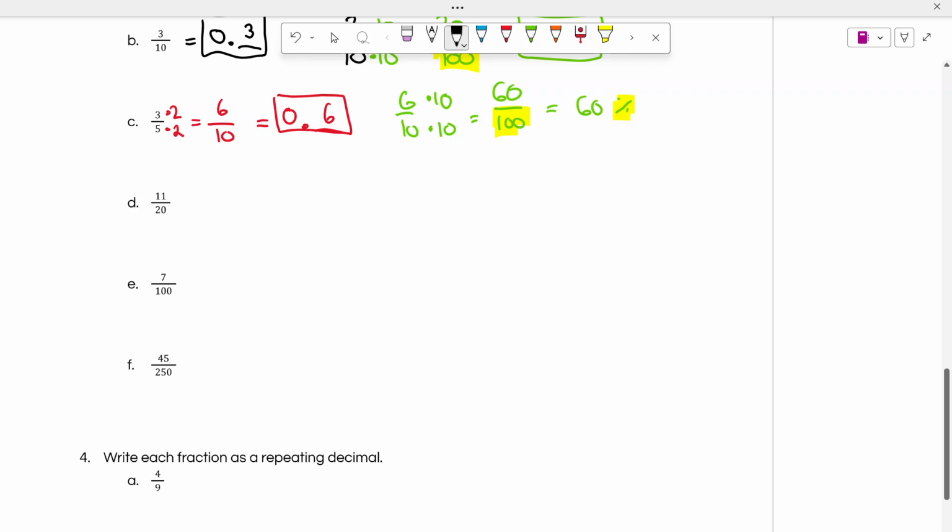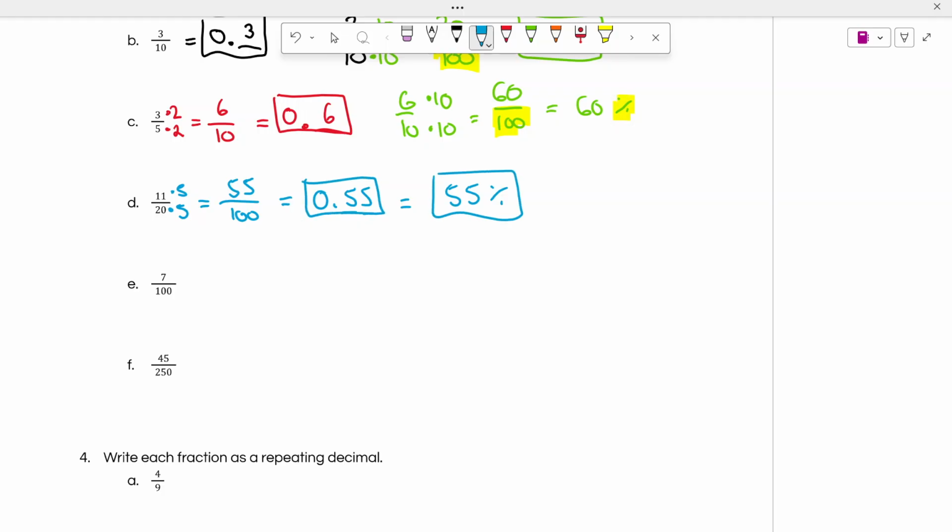Okay, for our 11 out of 20, I'm going to go ahead and choose to multiply top and bottom by 5, and I'm choosing that to get 100 on the bottom. 11 times 5 on top is 55. 55 over 100 is 55 hundredths, reaching the hundredths place of my decimal. And 55 out of 100 is also 55%, replacing that out of 100 sign.